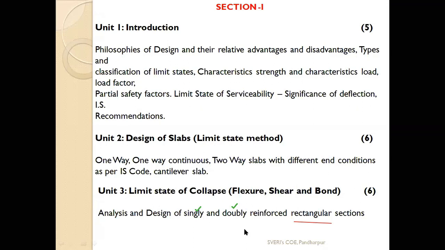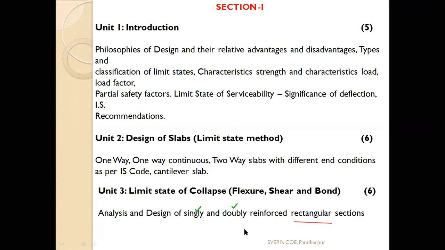To resist these types of situations, if the reversal of stresses comes into the picture, then the section will fail miserably. It will fail very early. So to avoid this situation and to withstand the reversal stress condition, we always design the doubly reinforced rectangular section.